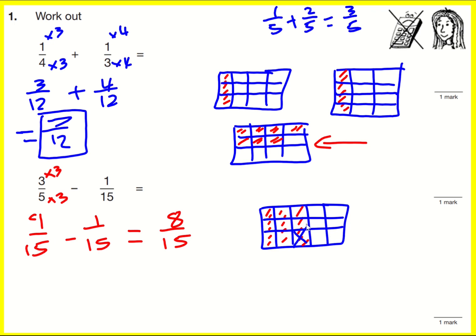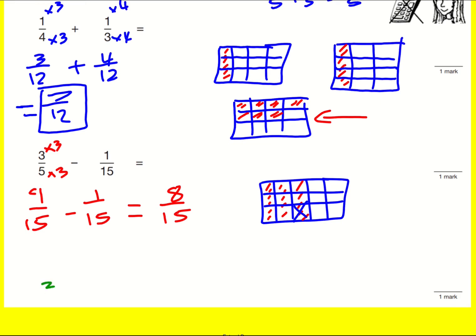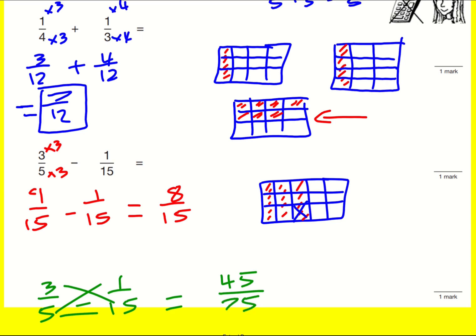So, just a final little point, if you do like to do it by just timesing them together, maybe you're somebody who kind of does this. You times these, you times these, you times these. This is an approach that does work. That will give us 45 over 5 times 15, which is 75, minus 5 over 75.